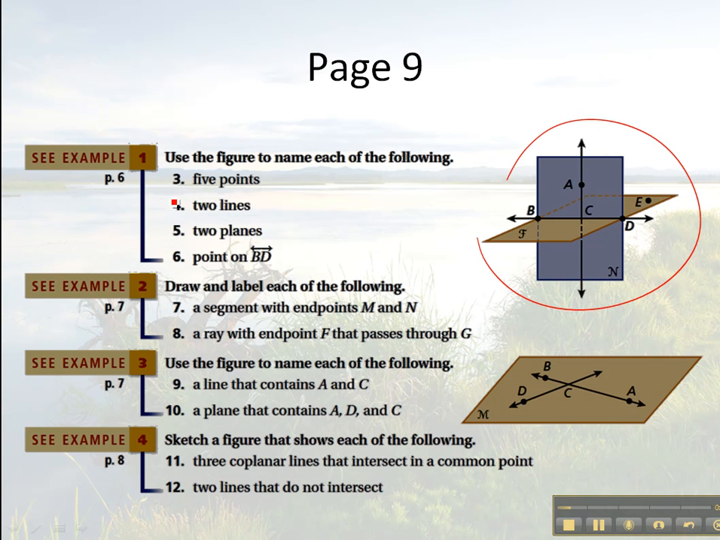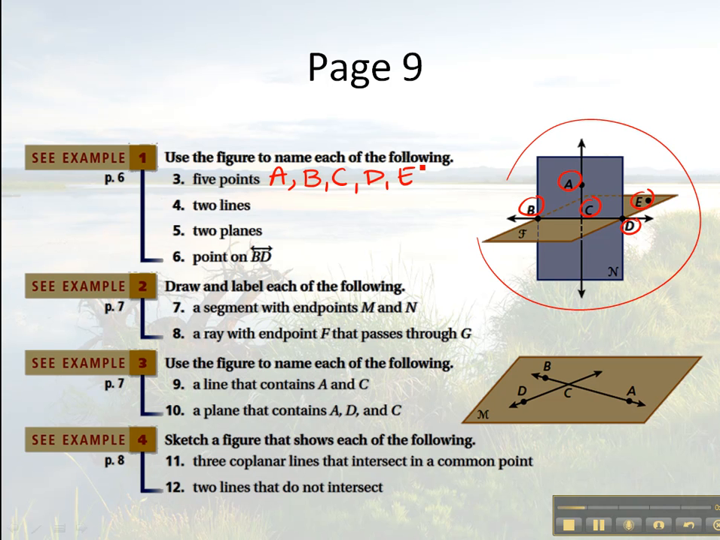So the first one, number 3, asks us for 5 points. We remember from my last video that points in general are capital letters. So I only see 5 capital letters in this picture. I see A, I see B, I see C, I see D, and I see E. So the answer would be A, B, C, D, and E. They're separated by a comma because they're separate points.